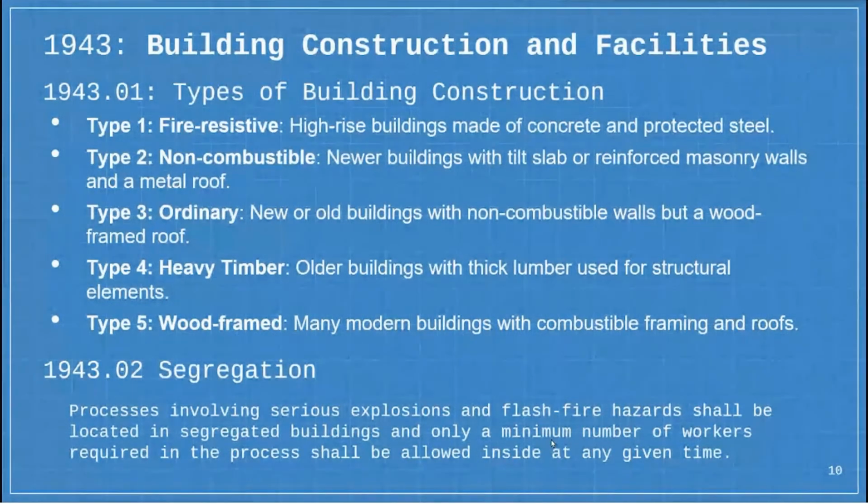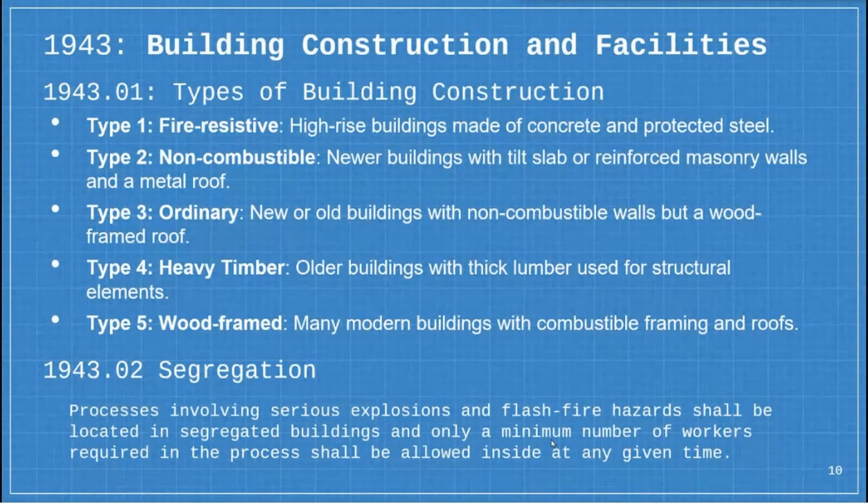Type 3, ordinary construction. New or old building with non-combustible walls but a wood frame roof. Ito yung mga residential na bahay. And type 4 is heavy timber, older building with thick lumber used as structural elements.